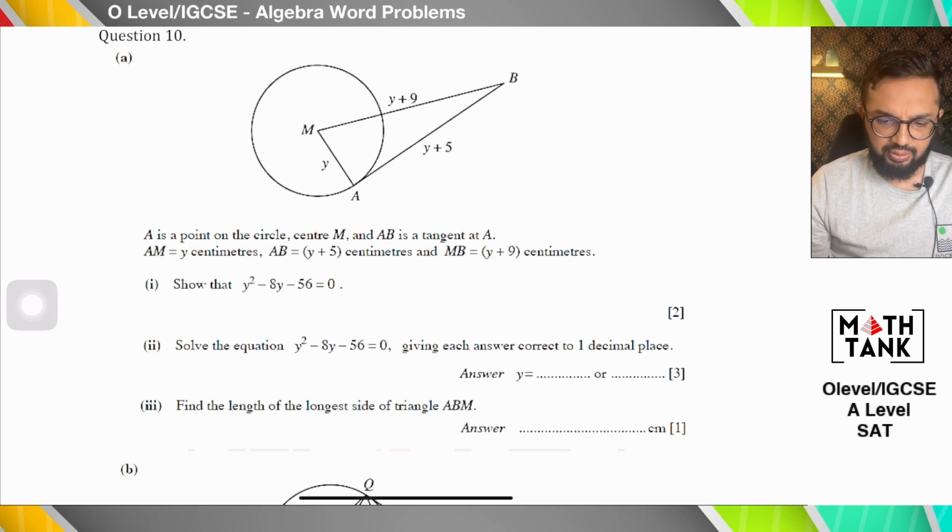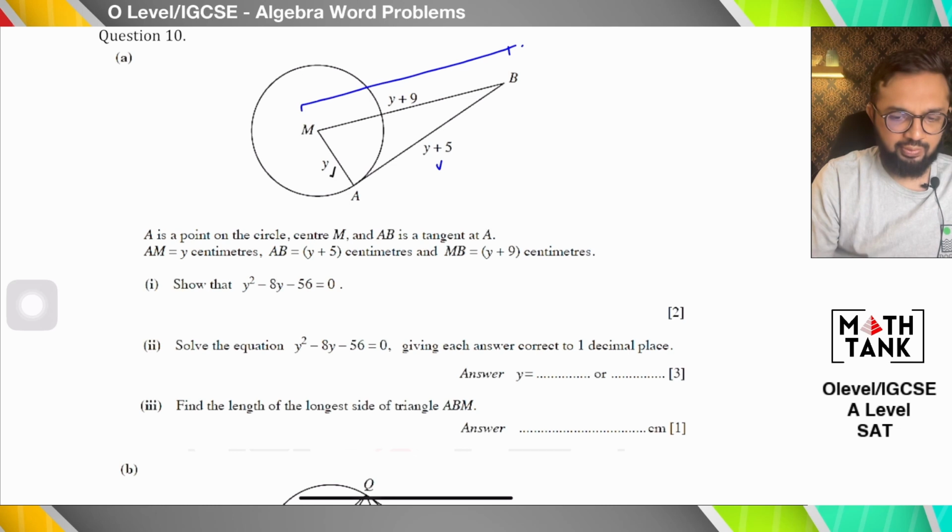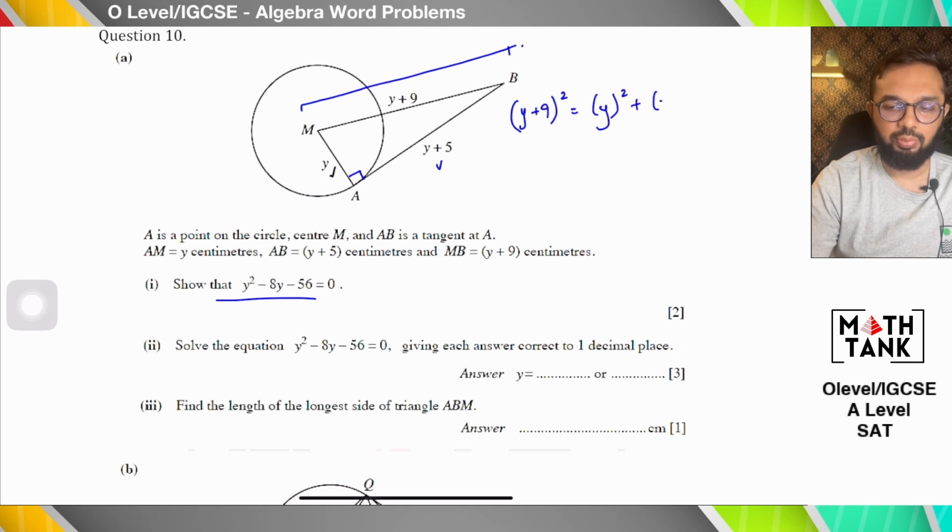It says AM is a point and AB is a tangent at A. AM equals y centimeters, okay, so this is y. And AB is y plus 5, and MB, this is the entire thing MB, is y plus 9. Show that y squared... So I can see that there is a radius and a tangent, right? So this has to be 90 degrees. So I can just use Pythagoras, and I can end up with an answer. I can say that the hypotenuse squared equals the perpendicular squared plus base squared.